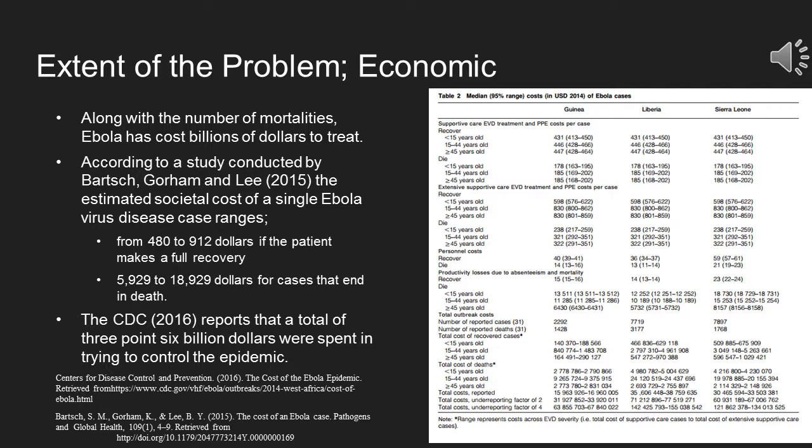To the right, you'll be able to see a graph made by Barsh, Gorham, and Lee that breaks down the median cost in USD of an Ebola case. The top breaks it down by supportive care of Ebola virus disease treatment and PPE, which means personal protective equipment. The CDC also reports that a total of $3.6 billion was spent by multiple countries, such as the USA, to try and control the epidemic.